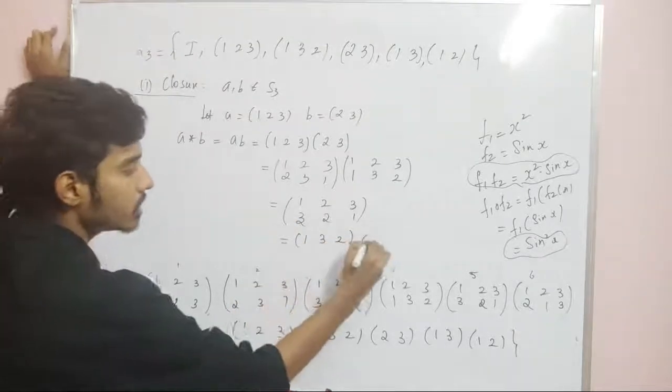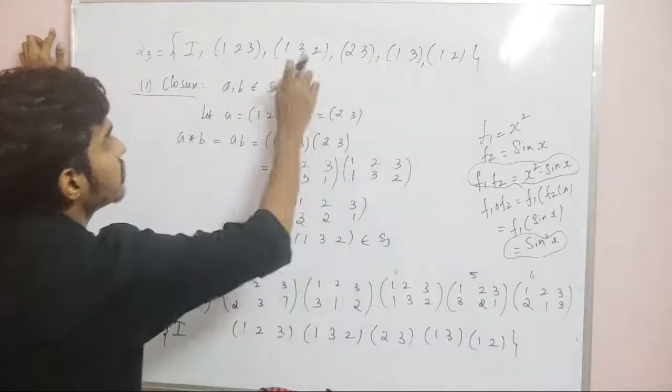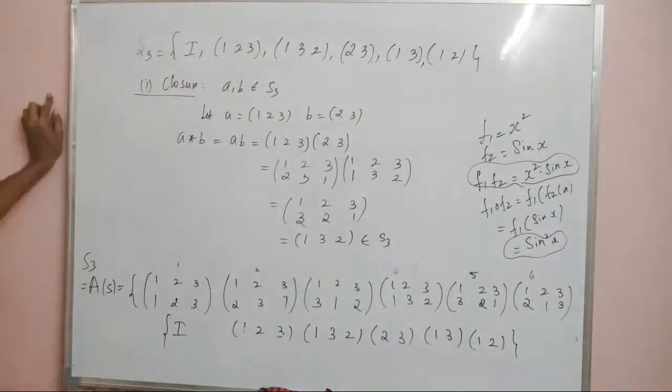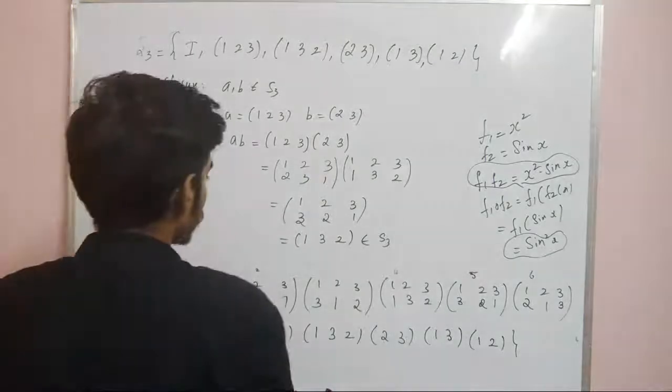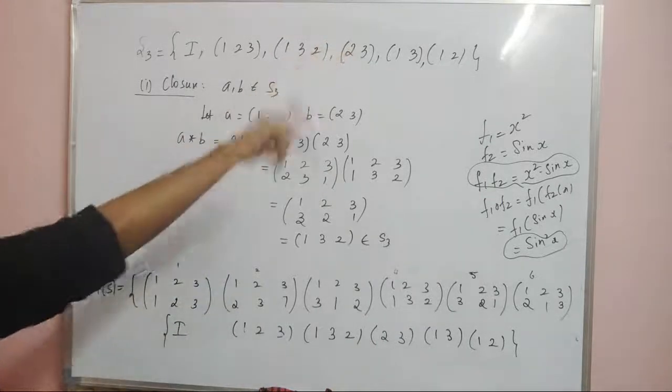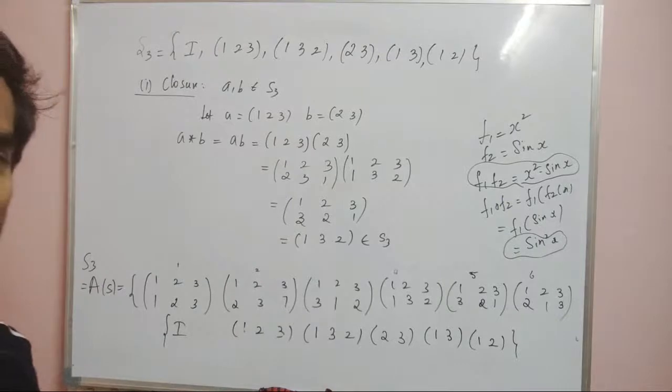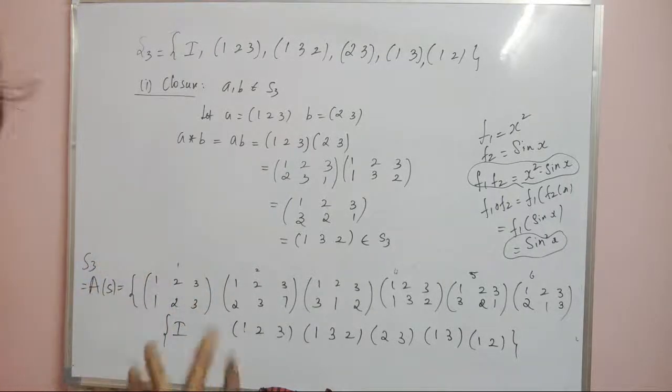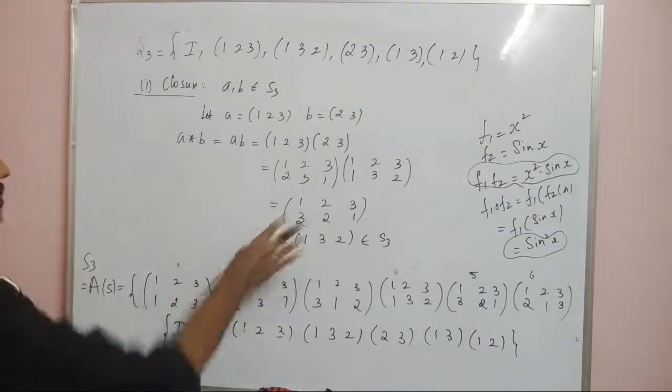You can see this element is also in S3. 1, 3, 2 is also in S3. So therefore it is closed, right? 1, 3, 2 belongs to S3. So again, if you take any 2 permutations, the resulting permutation will also be in this set. Now A star B is equal to AB. So you can see this is closed.